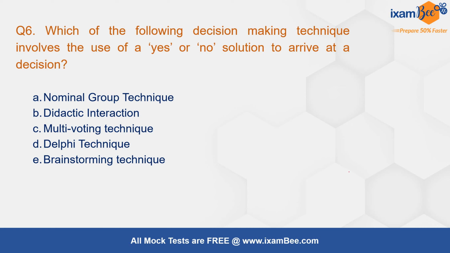The sixth question, which of the following decision-making techniques involves the use of a yes or a no solution to arrive at a decision? This is another very important topic, which is techniques of decision-making. So, in which one do we use the yes or a no solution to arrive? The correct answer is dialectic.